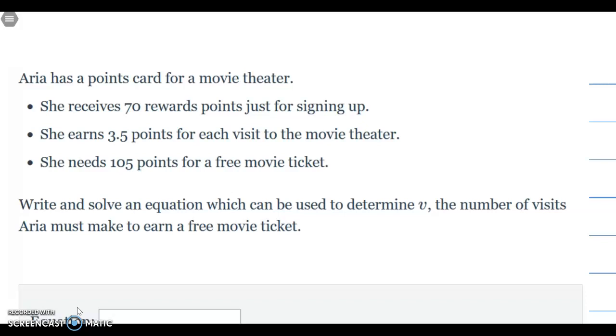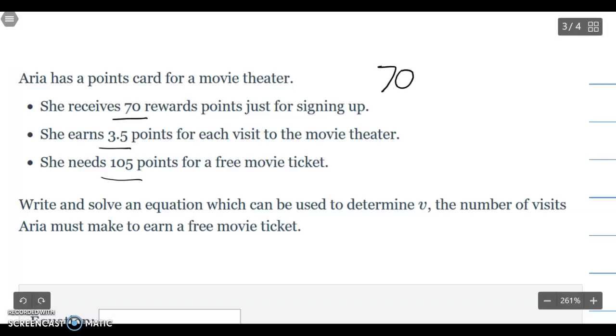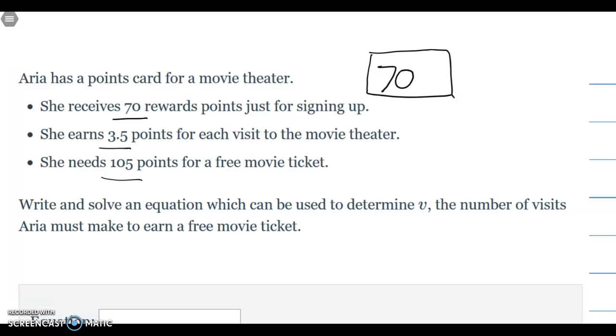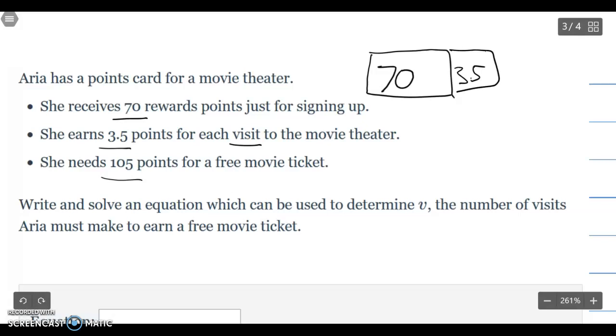So with a tape diagram, and I'm gonna draw it out here. You're going to have a total of everything here. So if we see here, we see that she receives 70 points, and then she earns 3.5 points, right, every visit, and she needs 105. So let's just start with the 70 points, okay? So she starts with 70 points, and that's our first little box, our first little tape, right? And then she's going to add 3.5 points every visit. We don't know how many visits, but she's going to add 3.5 every visit.